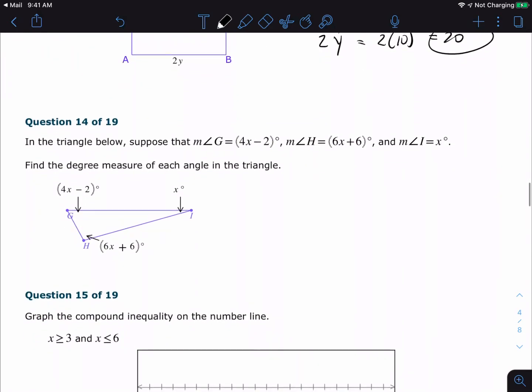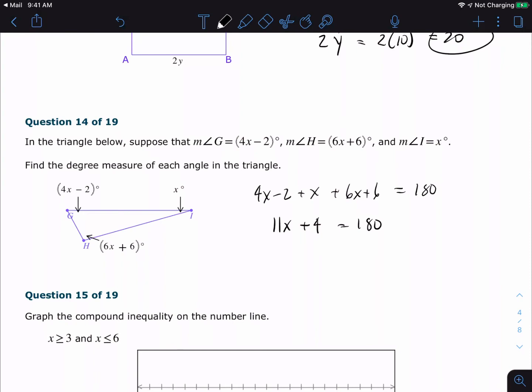next. So these are three angles. Three angles of a triangle add up to 180 degrees. So I'm going to go 4x minus 2 plus x plus 6x plus 6, and that's supposed to equal 180 degrees. Please remember, triangles add up to 180 degrees. So then combining like terms, it looks like I'm going to get 11x plus 4 is equal to 180. Right? Does that look right to you guys? 4, 5, that's 11, and then the plus 4, yes.